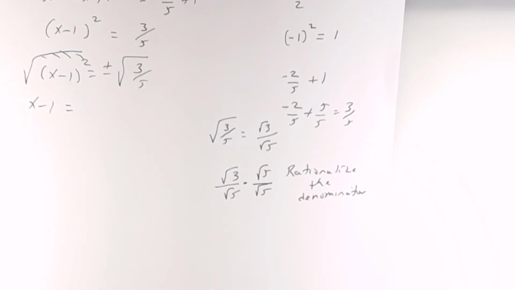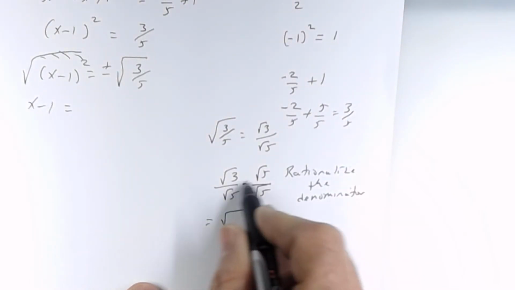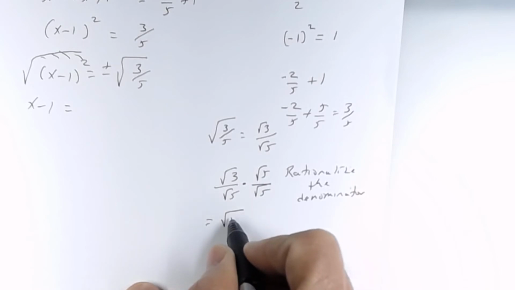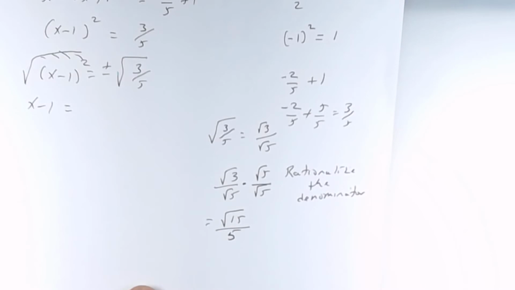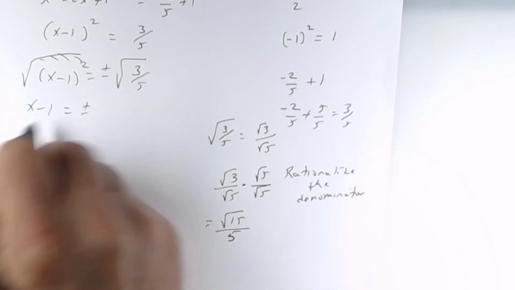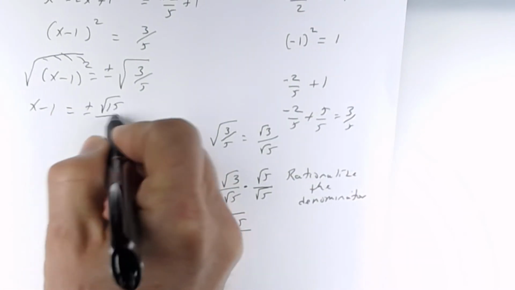5. Is 5 a rational number? Yes. So what's the numerator? Square root of what? What's square root of 3 times square root of 5? Square root of 15. What's the denominator? 5, so it's now a rational number. So that goes here, plus or minus the square root of 15 divided by 5.